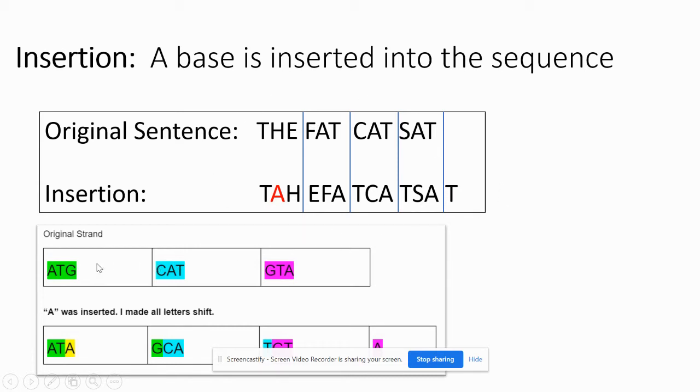Here's another. Imagine we had a strand of DNA, ATG, CAT, GTA, and an A was inserted, making all the letters shift. Notice that the G just shifted over. The CAT just shifted over one. The GTA just shifted over one. And now the codons being read instead of ATG are mutated, ATA. Instead of CAT, it's GCA.